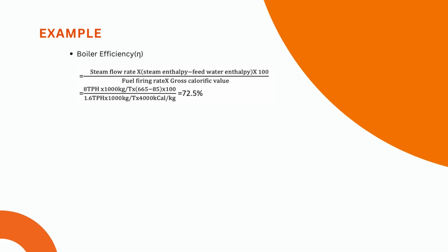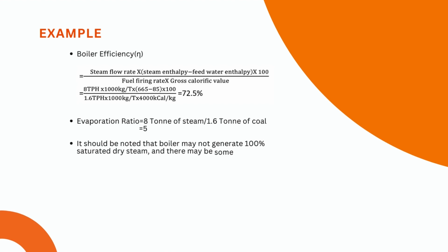Now, boiler efficiency eta is steam flow rate into steam enthalpy minus feed water enthalpy, into 100, divided by fuel firing rate into gross calorific value.